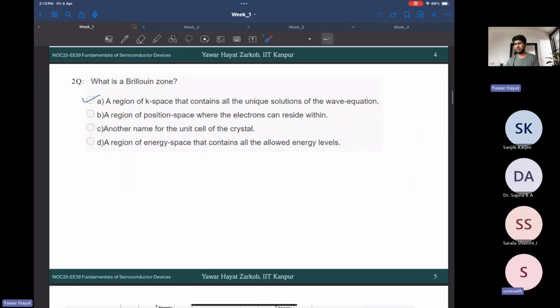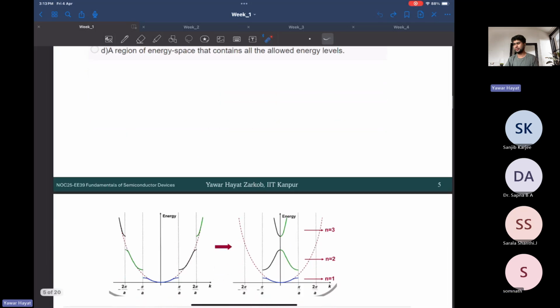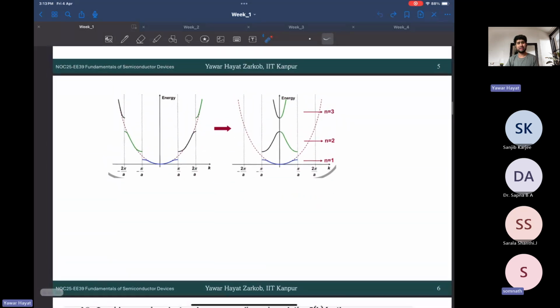The second one was definition based, a MCQ. I skipped this. It simply states that the Brillouin zone is a region of K space that contains all the unique solutions of the wave equation, and the other options did not make sense, or I should say, were not appropriate.